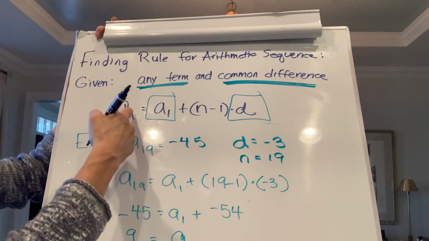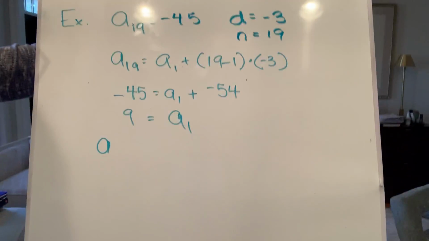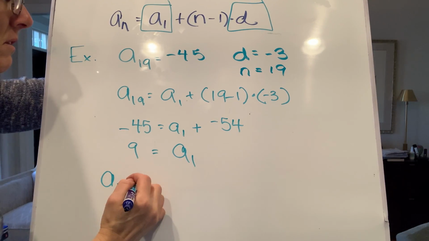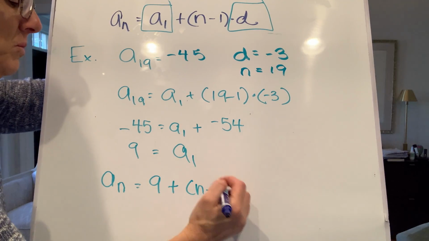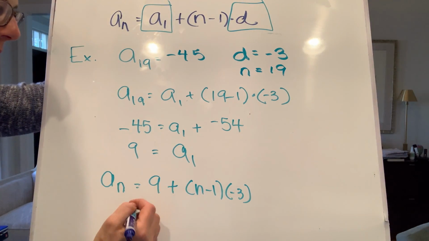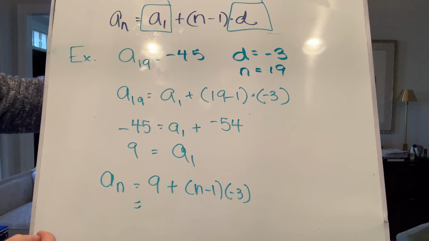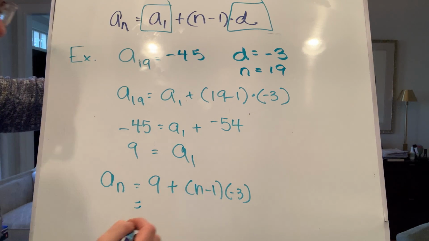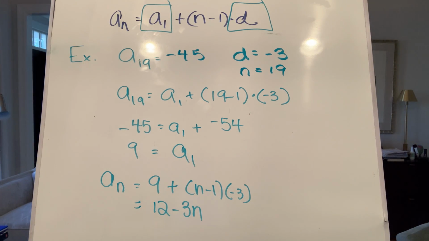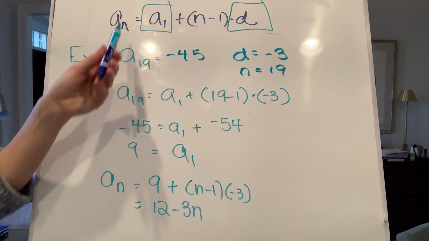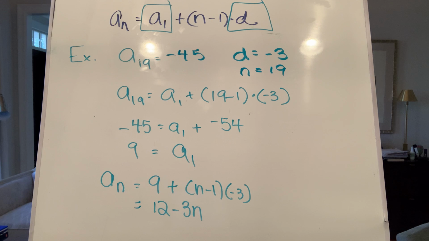All right, so now I can just fill in my formula. I get an equals a1, which is 9, plus n minus 1 times negative 3. And again, we'll simplify that. If we simplify that, we get 12 minus 3n. All right, so what did we do? We substituted into our formula to solve for A1.